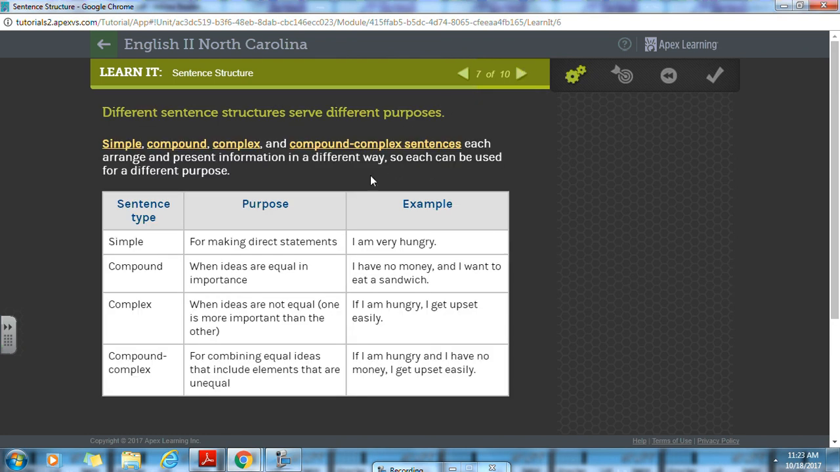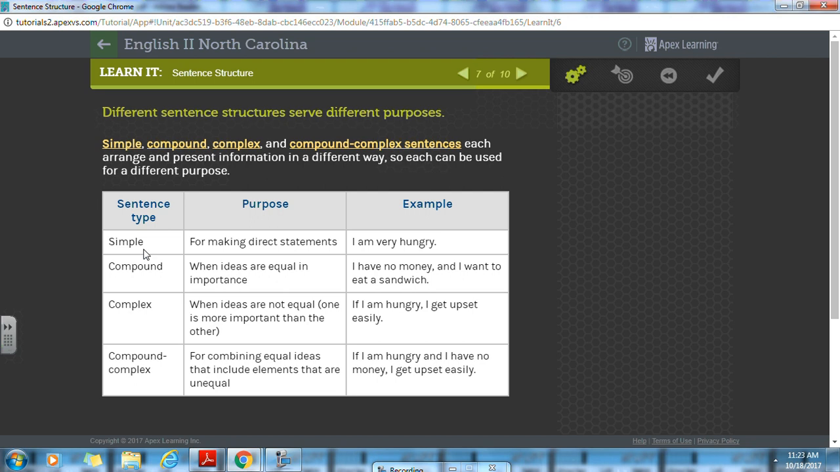So let's talk about the purposes of each sentence structure. A simple sentence, so please make sure you recreate this chart in your notes. A simple sentence's sole purpose is making direct statements. I am hungry. Aaron Ralston is the ultimate survivor. Gilgamesh is the ultimate hero. I'm making direct statements. I want to be clear, direct, and to the point.